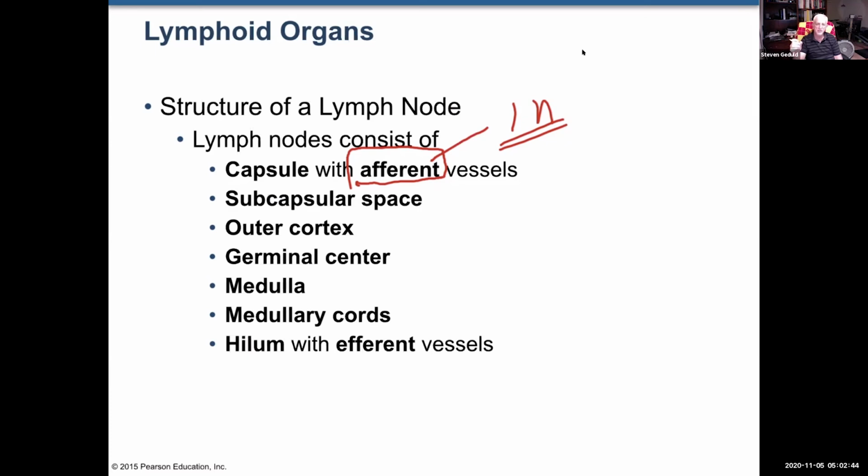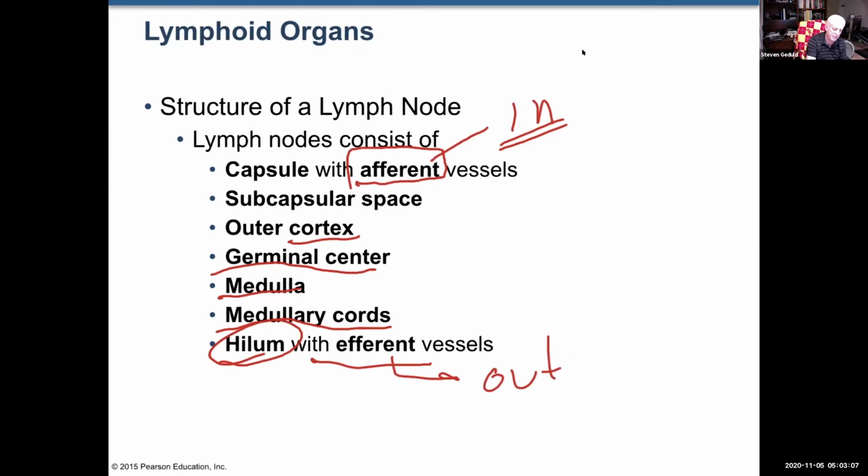You have what's called a subcapsular space below the capsule. You have an outer cortex. The cortex is always the outer layer; the medulla is always the inner layer. In between, you have a germinal center where the lymphocytes develop and reside. Then you have your medullary cords, which connect in between, and the hilum. The hilum is where things come in and out, and your efferent vessels. Efferent is vessels going out. Afferent is coming in, efferent is going out.